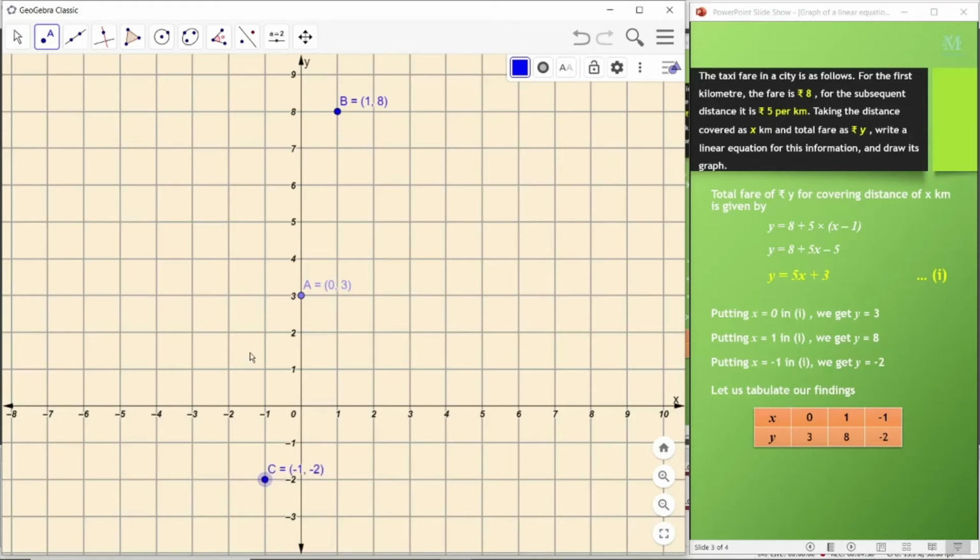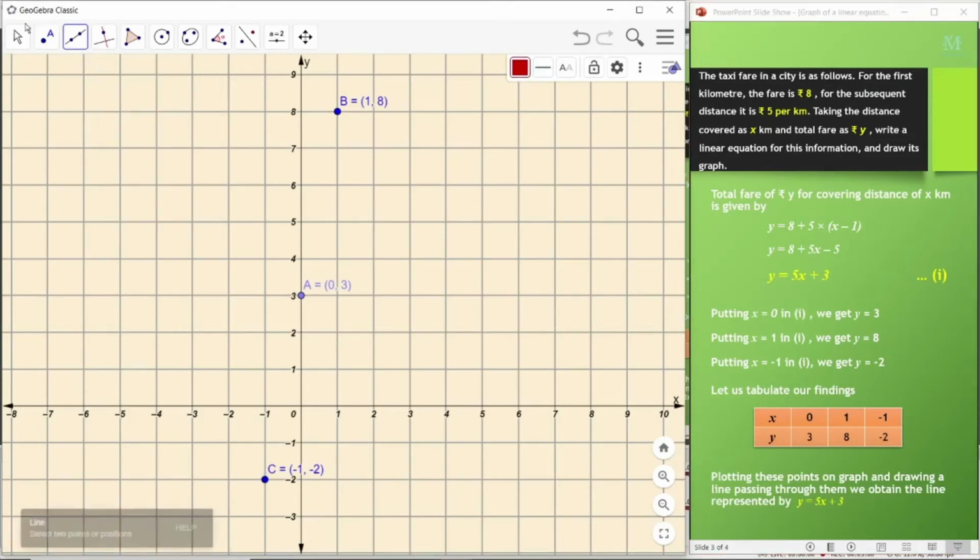Now our next step will be to join these points and get the line joining these points. So let us join these 3 points. See, the equation of this line is 5x minus y is equal to minus 3. That is the same as y is equal to 5x plus 3. If you shuffle it, you will get the same thing. So this is the line for this equation, the graph of this equation.